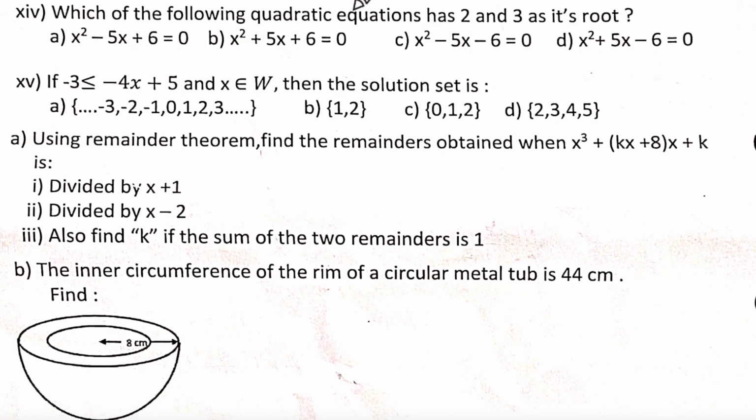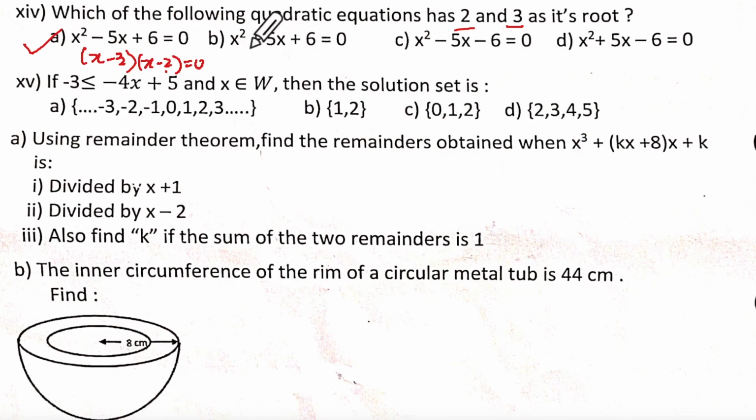Which of the following quadratic equations has 2 and 3 as its roots? 2 and 3, the first one only, no? I mean, you can do this mentally. This will give me x minus 3 and x minus 2 as the factors. So 2 and 3, so it will be this.